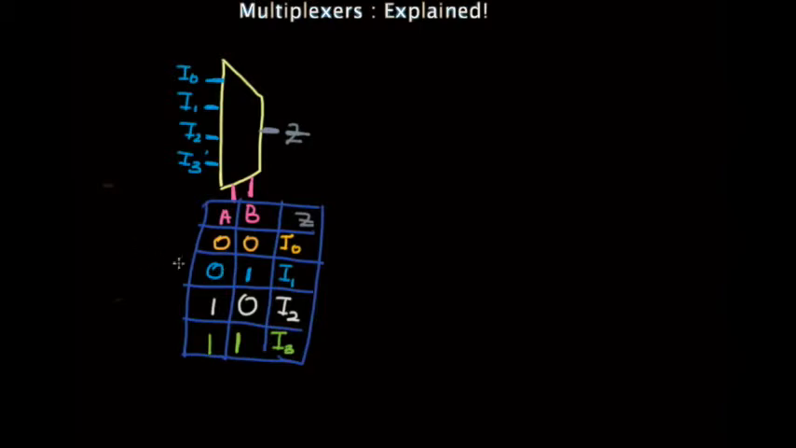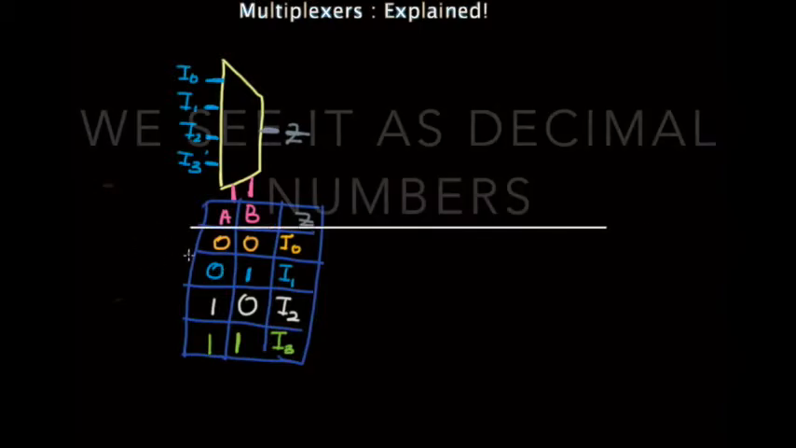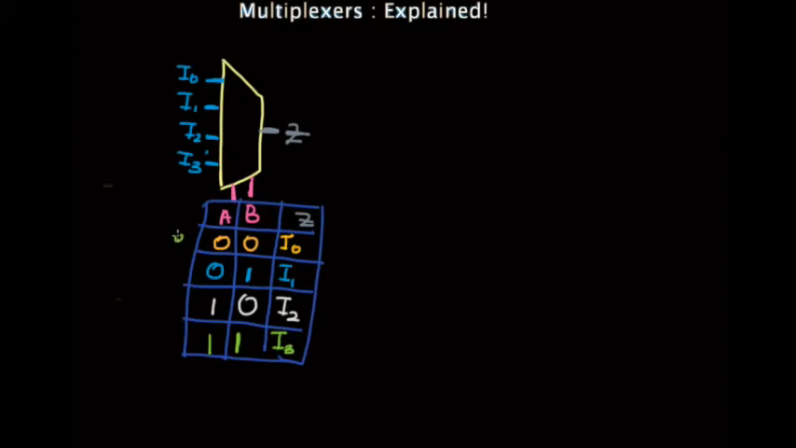So the best way of seeing this is just like binary numbers. We know that 00 is 0, we know that 01 is 1, we know that 10 is 2, and we know that 11 is 3. And that is the subscript we use for the I values, just to make things very easy for us. What the multiplexer does is that it just chooses one value.